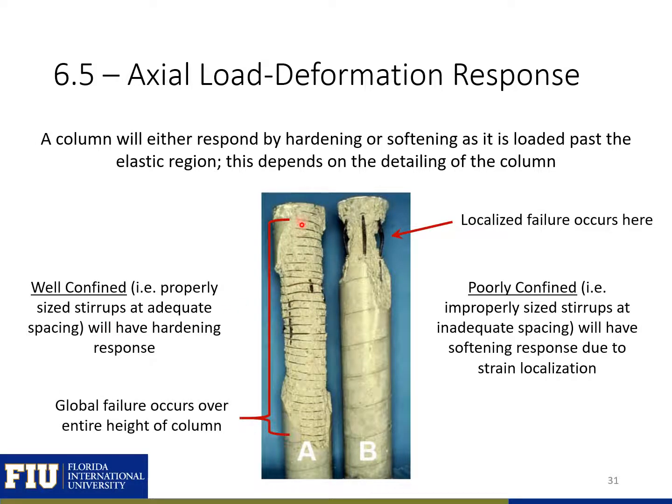And we'll have cover that falls off of most of our column. And you can see here we have buckling of some of these reinforcement or fracture of some stirrups, but this happened after we had a hardening response. If we have a poorly confined column, in other words, if we have improperly sized stirrups at inadequate spacing, we're going to have what's called a softening response and a localized failure. So this is a poorly confined column with a localized failure and a well-confined column with more of a global failure that occurs.